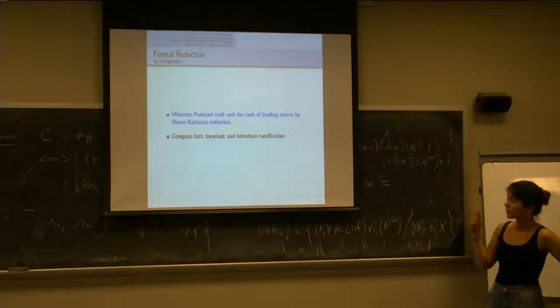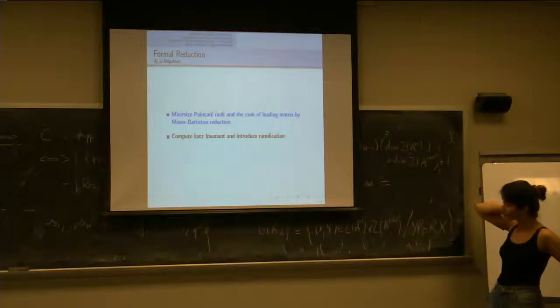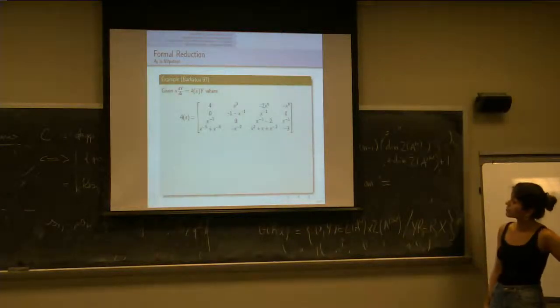Now, if after this step the leading matrix A0 is still nilpotent, then we will have to compute the so-called Katz invariant, and we will need to introduce ramification in the independent variable. I will not talk a lot about this step because I'm interested in the first, but I illustrate it by an example.